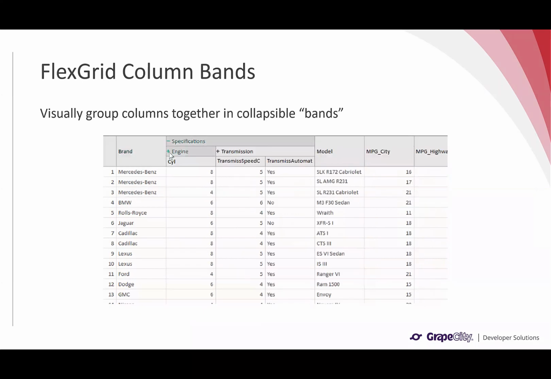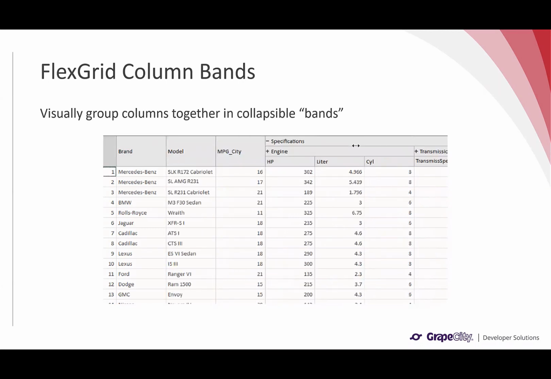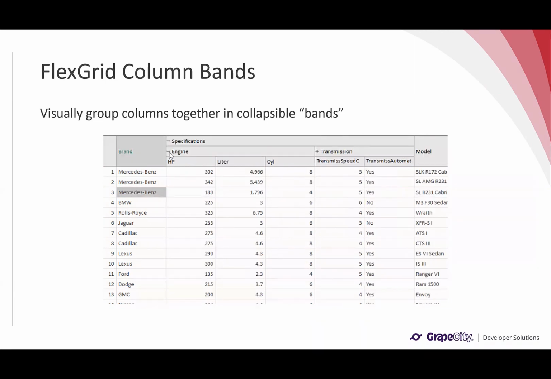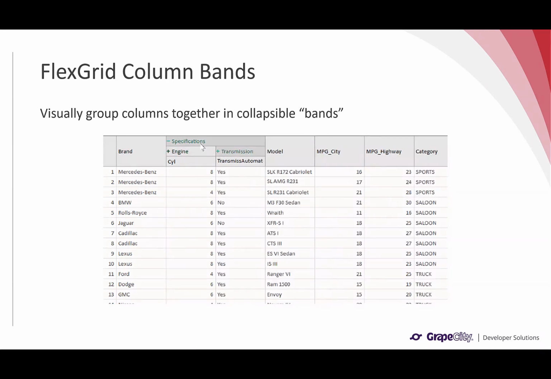We've also been able to add some ease of use enhancements to FlexGrid and other controls. The biggest new feature is the column bands feature for FlexGrid. Column bands allow you to visually group columns together, even when the data is not hierarchical. They help you organize your data grid columns or visualize a hierarchical relationship between columns.